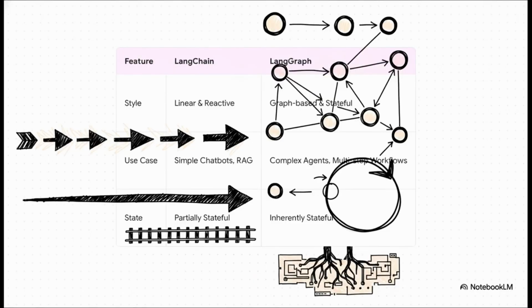So let's just break it down, side by side. LangChain is your go-to for building those linear reactive chains. You give it an input, it gives you an output. Simple. LangGraph, on the other hand, is the framework for orchestrating complex, stateful agents, systems that remember what's happened and can make their own choices to get a job done.